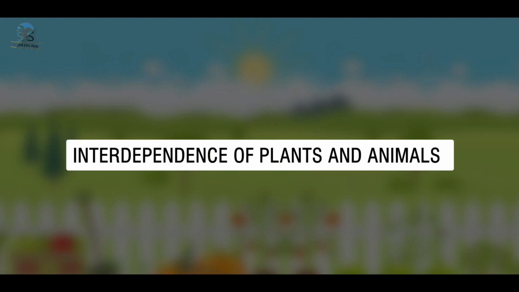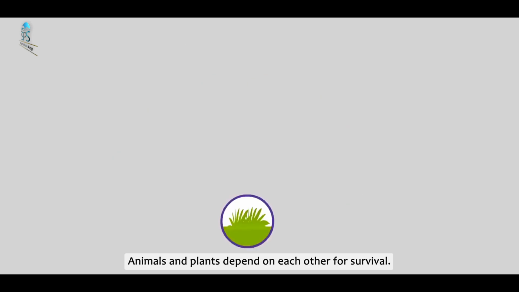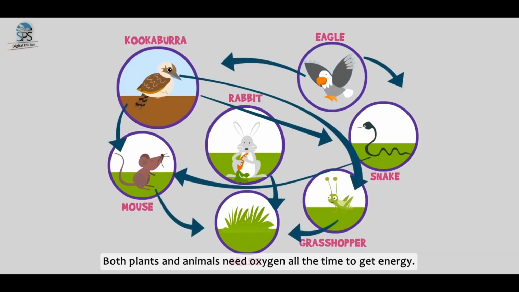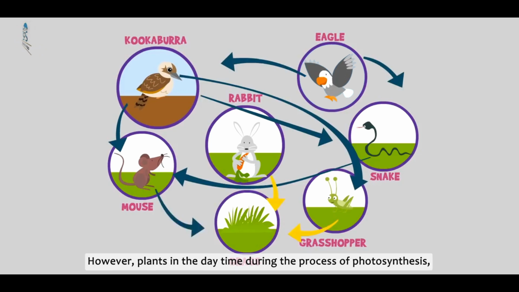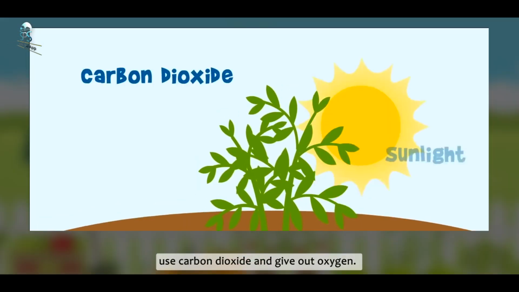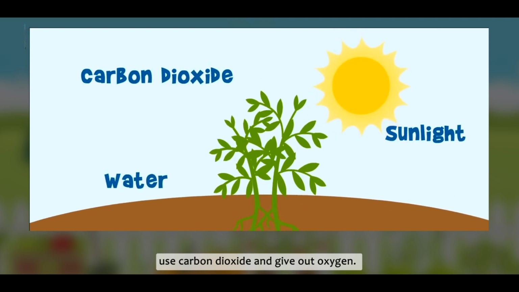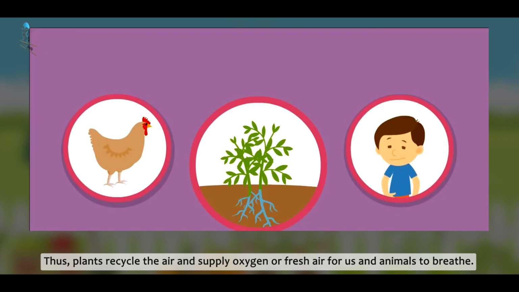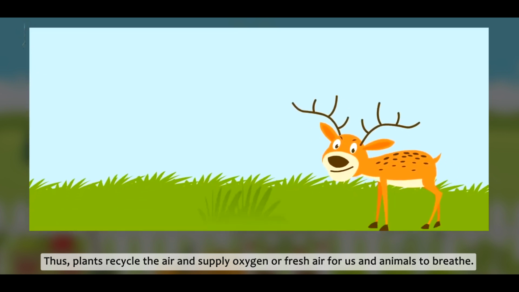Interdependence of plants and animals. Plants and animals depend on each other for survival. Both plants and animals need oxygen all the time to get energy. However, plants in the daytime, during the process of photosynthesis, use carbon dioxide and give out oxygen. Thus, plants recycle the air and supply oxygen or fresh air for us and animals to breathe.